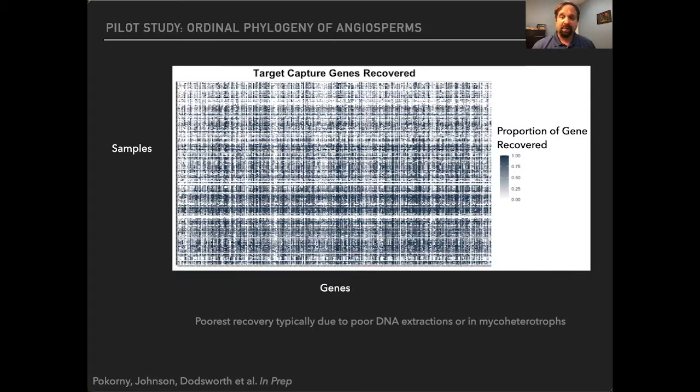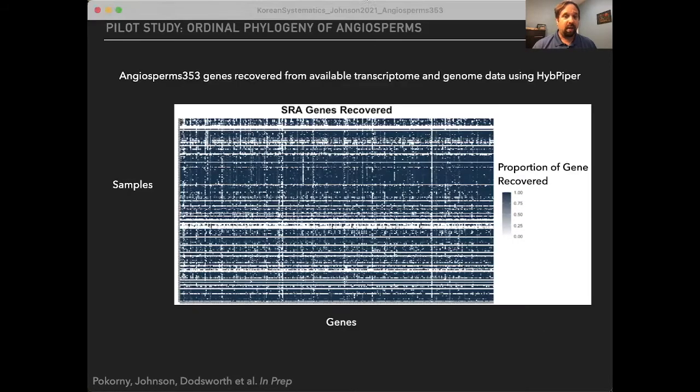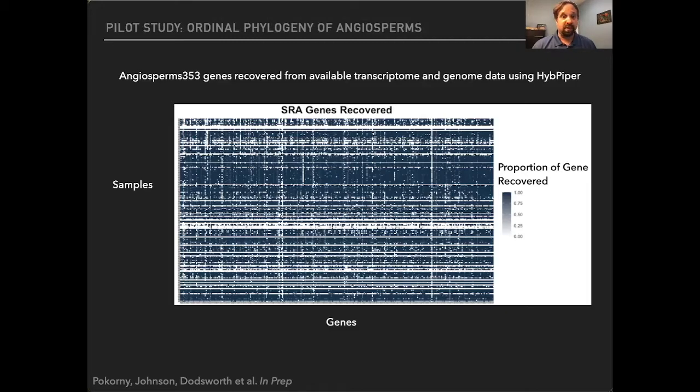There wasn't much phylogenetic pattern to our poorly recovered samples, although because many of the Angiosperms353 genes have functions associated with photosynthesis, plants with fast-evolving photosynthesis genes, like mycoheterotrophs, were a bit tougher to recover. Our goal of assembling a family-complete phylogeny was not lost, however. This is where it's important to distinguish Angiosperms353, the probes, from Angiosperms353, the genes. We can still recover the genes from available whole genome and transcriptome data, as we see here for about 150 species with sequences on Sequence Read Archive, or SRA.